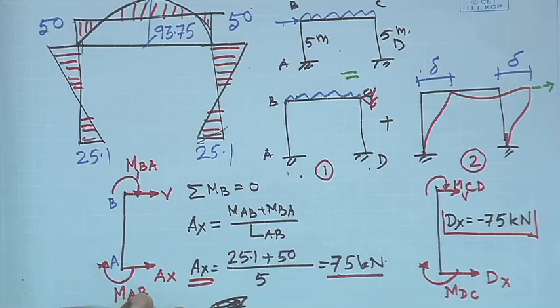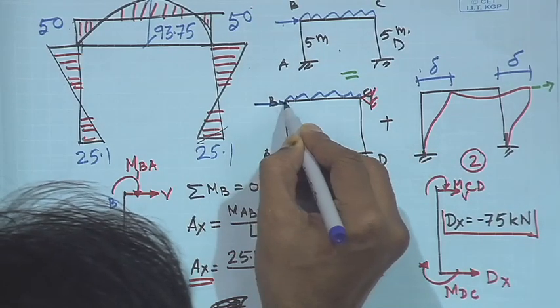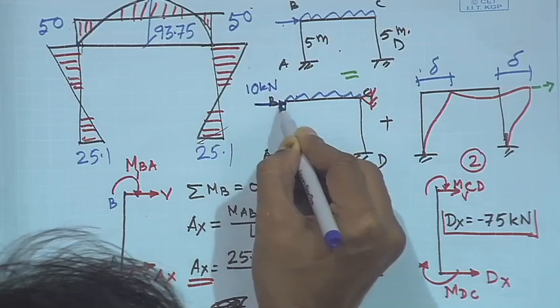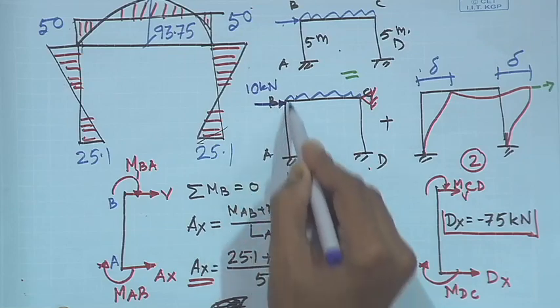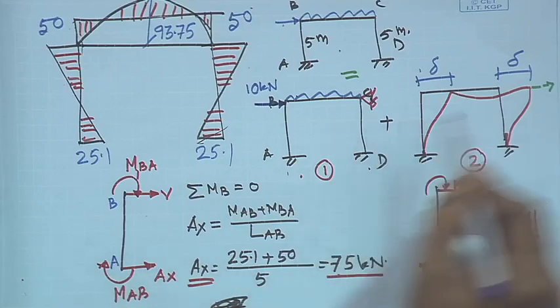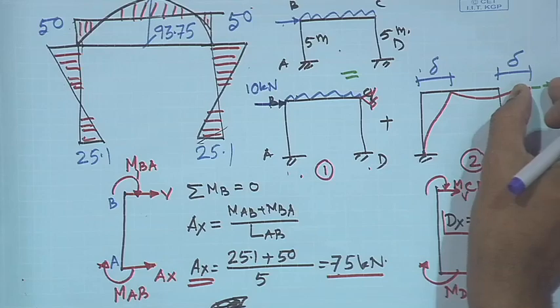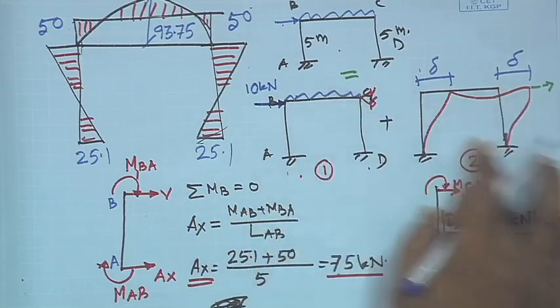So what would be the reaction at C? Okay, there is one thing, please correct it. The first problem will be like this. This is 10 kilonewton. The first problem is like this, and this might have caused sway in this structure, but the sway is restricted by this horizontal force. Okay, and then the second sub problem is you allow some arbitrary delta amount of sway in this problem. So this is sub problem 1, this is sub problem 2.